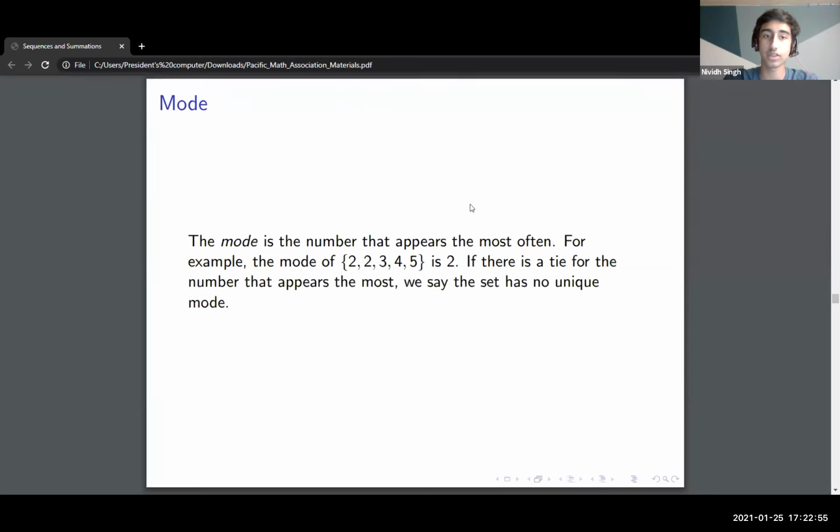If there's a tie for the number that appears the most, then we say that it has no unique mode, which just means that there might be two 2's and two 3's and one 4 and one 5. In that case, there's no unique mode. There's two numbers that appear just as often, so there's no unique mode. So for example, in this scenario, we have 2, 2, 3, 4, 5, 5, and this has no unique mode.